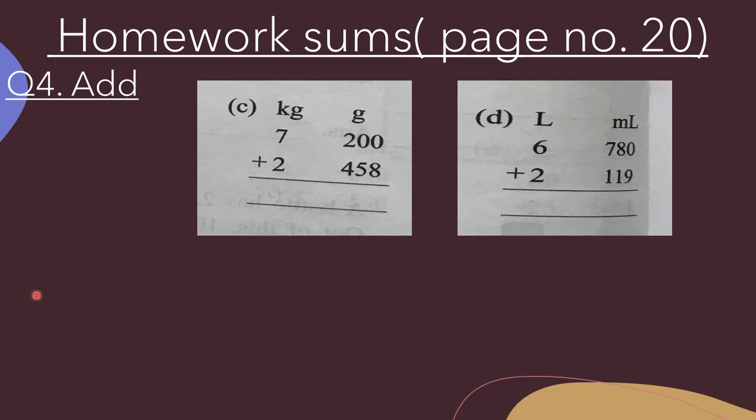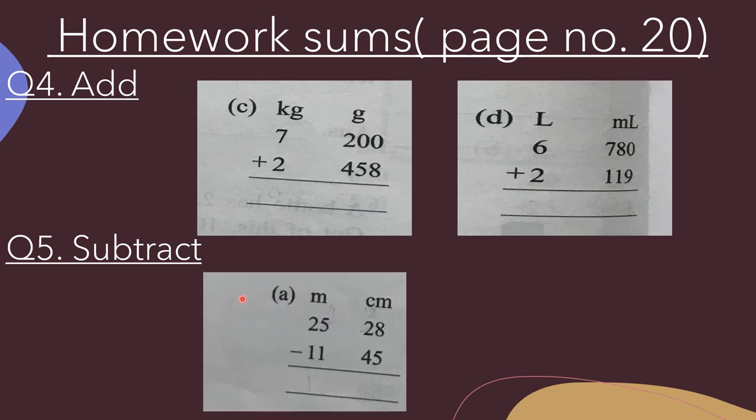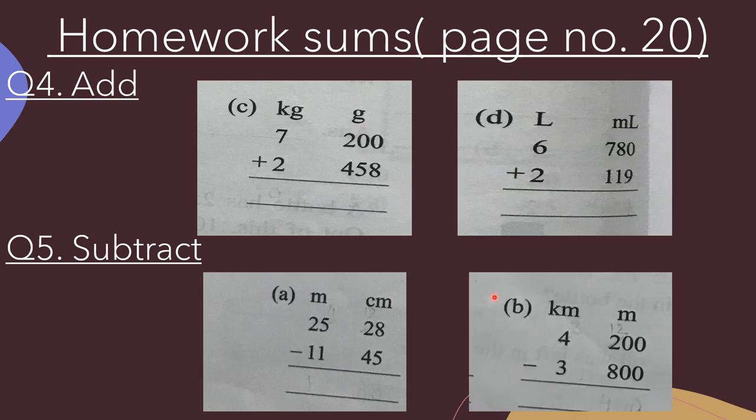Now question number 5, subtract. Here you have to do A and B part. So here in A part, meters and centimeters are given. 25 meters 28 centimeters and 11 meters 45 centimeters. You have to subtract. Okay. Now in B part, kilometers and meters are given. 4 kilometers 200 meters and 3 kilometers 800 meters. So you have to solve these sums in your book. Okay, beta?